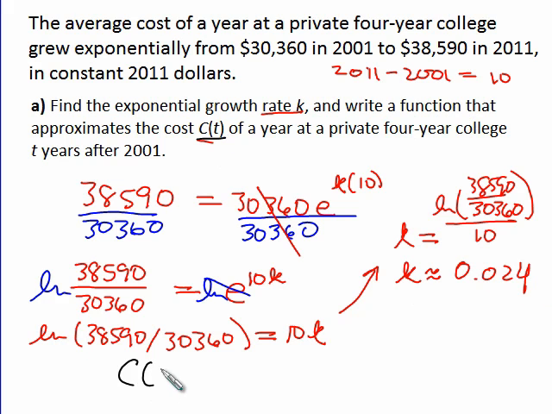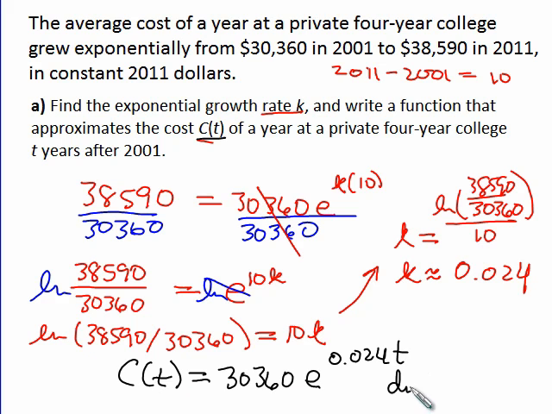So we have the cost then in terms of t, which is 30,360 e to the, and now we have our growth rate, which is 0.024, and I'm going to use t. This is a cost, it's in dollars, and then we had our t being t years after our original year. Well, this was the cost in the year 2001, so I'll say after 2001. So this is the model that I'll be using.